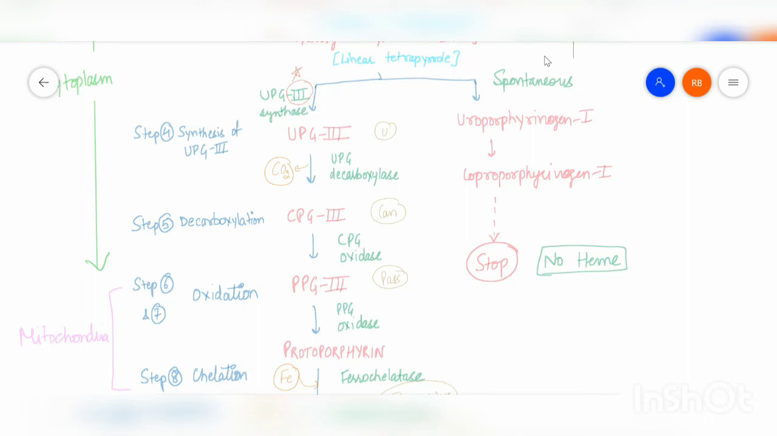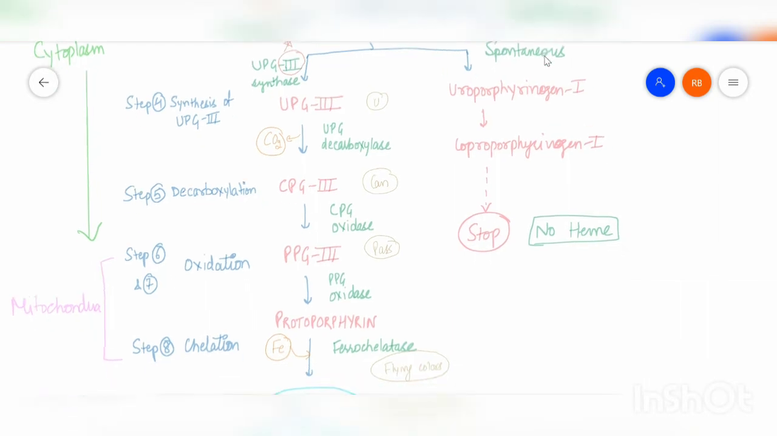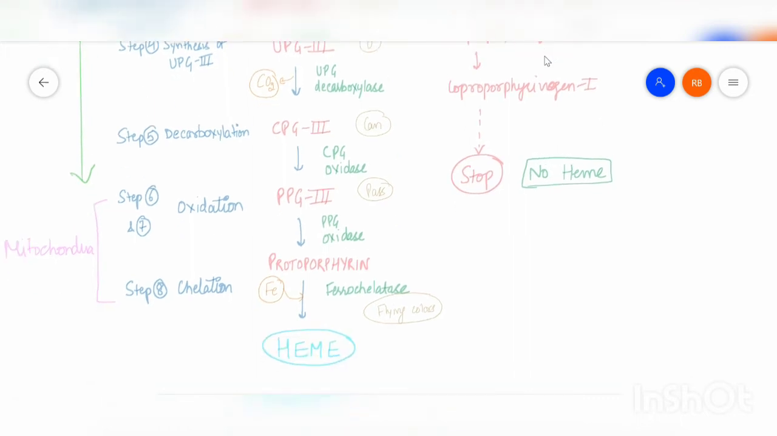UPG decarboxylase will come, CO2 will be removed, and the next step is coproporphyrinogen 3 will be formed. Then two oxidations will be occurring here. First one is CpG oxidase and then PPG oxidase will be there, ultimately leading to the formation of protoporphyrin. And the last enzyme here to work is ferrochelatase that adds iron to protoporphyrin, and there will be formation of heme.